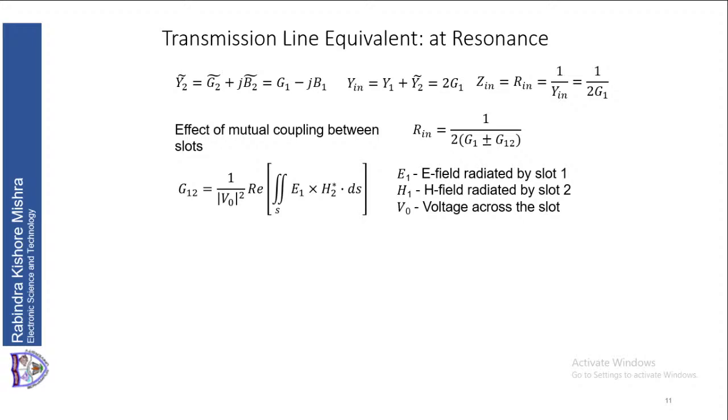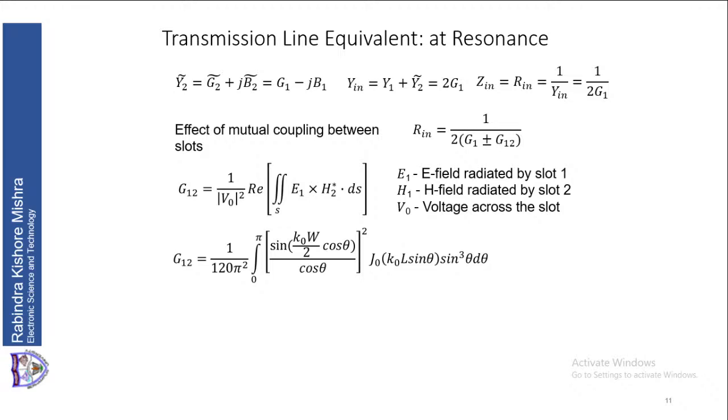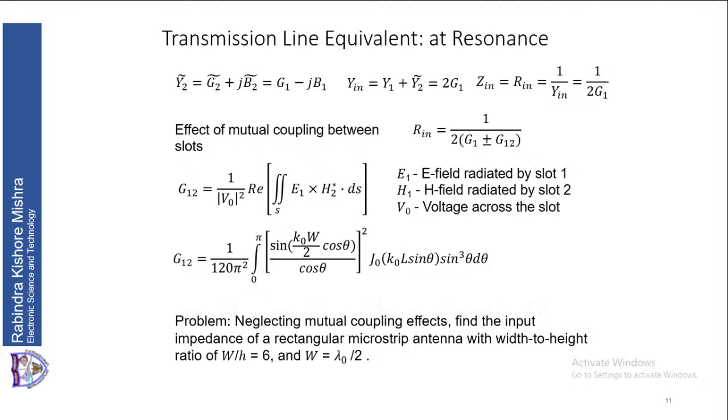Now here E1 is the field radiated by slot 1, H2 is the H field radiated by slot 2, and V0 is the voltage across the slot. So from that you will find out what G12 is. The expression for that is like this. G12 is equal to 1 by 120 pi square, integration from 0 to pi, of sin(K0 W by 2 cos theta) by cos theta, whole square, into J0, the Bessel's function of 0th order, J0 of K0 L sin theta, into sin cube theta d theta.